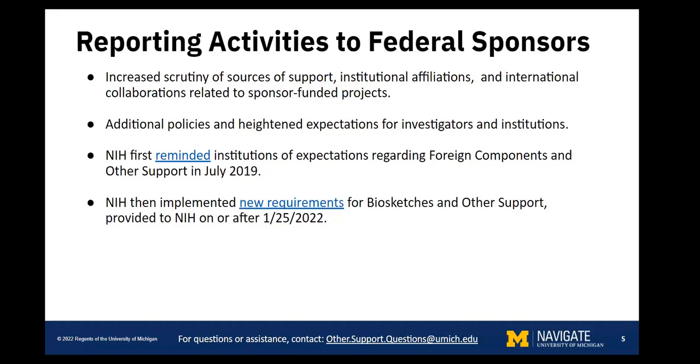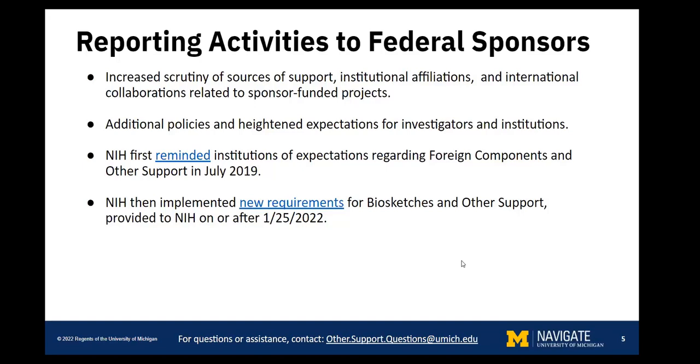But the first real compelling instance that came up for the University of Michigan and other recipient institutions was back in July of 2019, when the NIH first reminded institutions of what their expectations are regarding foreign components and other support. And I use virtual air quotes around reminded there because the reality is that most recipient institutions found the expectations that NIH outlined at that point in time to really be new requirements more than reminders of existing requirements.